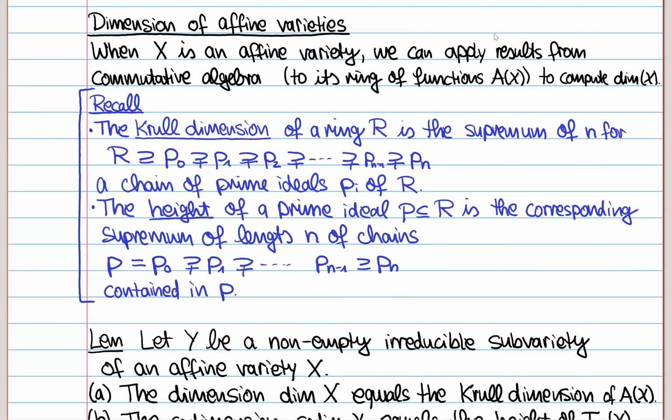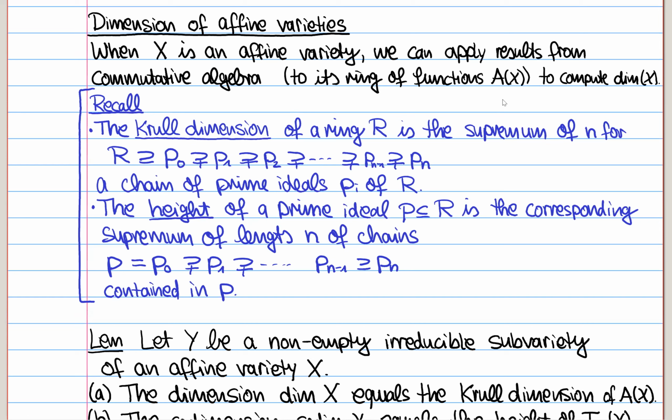After defining abstractly what the dimension of a topological space is, we now want to consider how, for the affine varieties that we're looking at, we can compute the dimension. And we want to apply results from commutative algebra. We do this by applying these results to the ring of functions. It turns out that this knows about the dimension.